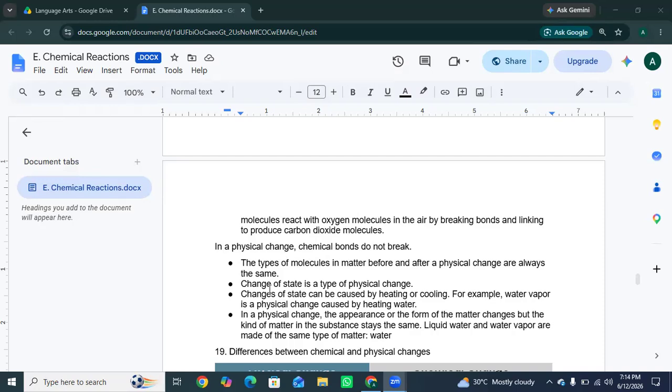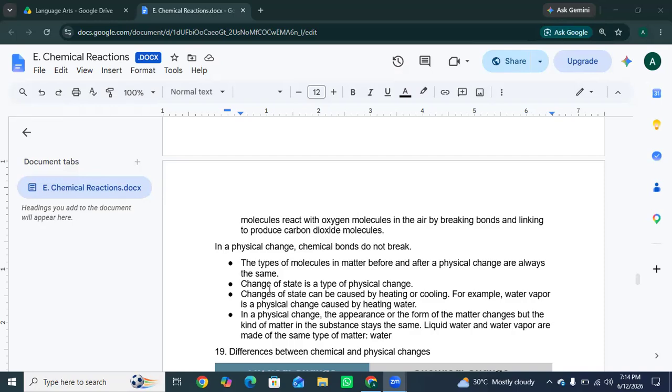Change of state is a type of physical change. Moving between solid, liquid, and gas is always a physical change. They are caused by heating or cooling. For example, water vaporizing is a physical change caused by heating water. In a physical change, the appearance or the form of the matter changes, but the kind of matter in the substance stays the same. Liquid water and water vapor are made of the same types of matter.